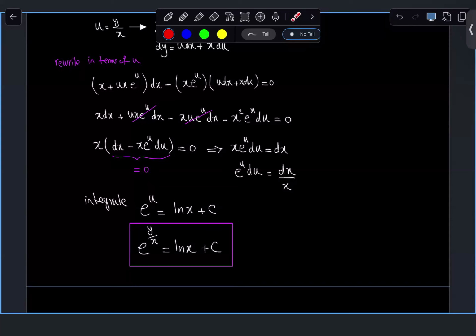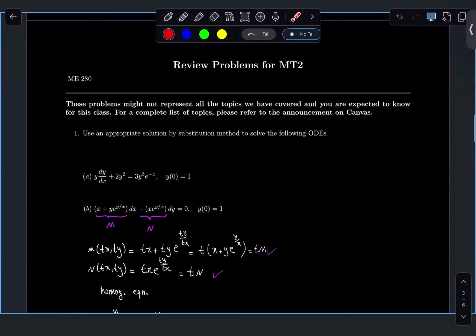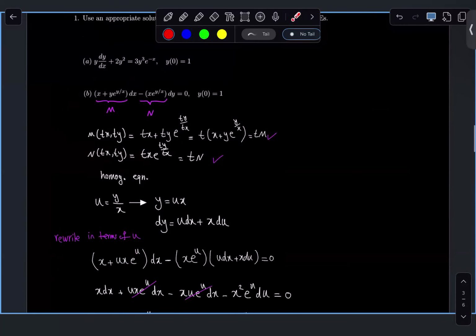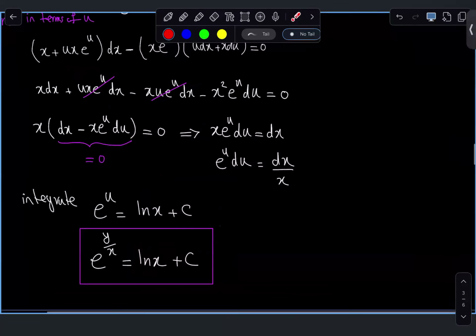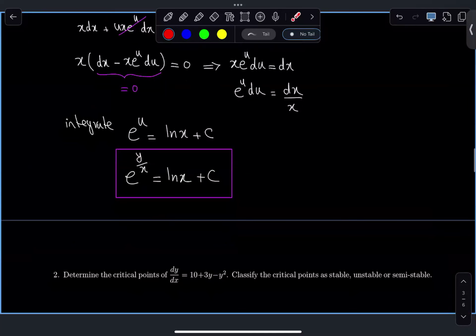Okay, any questions? Yes. Is there an initial condition? Oh, okay. Yes, we have an initial condition. So that means you have to find C. If an initial condition is given, you have to find it. So what is the initial condition? y at 0 is 1.